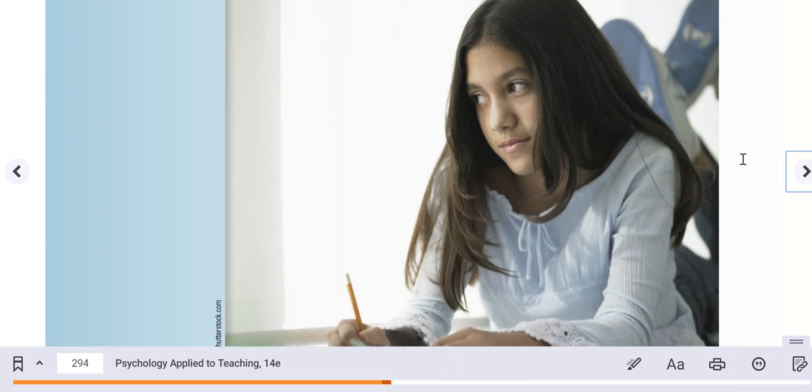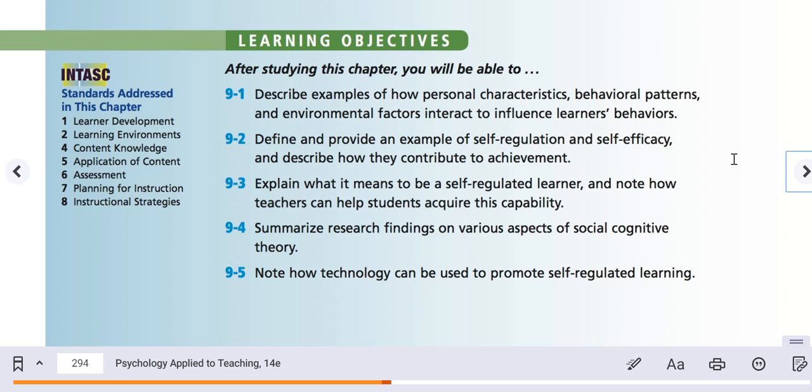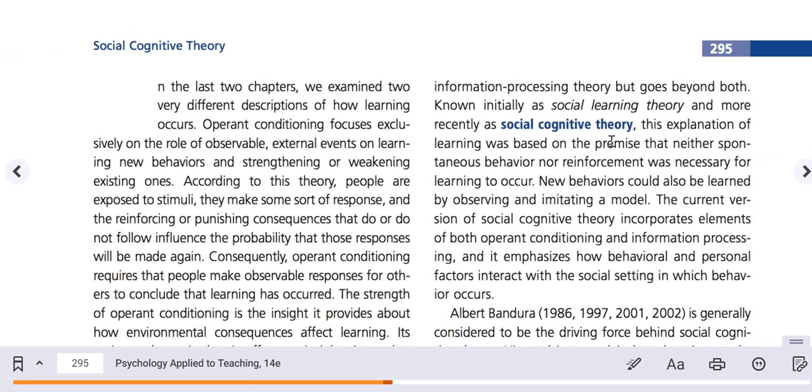Social cognitive theory. After studying this chapter, you will be able to describe examples of how personal characteristics, behavior patterns, and environmental factors interact to influence learners' behaviors, define and provide an example of self-regulation and self-efficacy, and describe how they contribute to achievement, explain what it means to be a self-regulated learner, and note how teachers can help students acquire this capability, summarize research findings on various aspects of social cognitive theory, note how technology can be used to promote self-regulated learning.